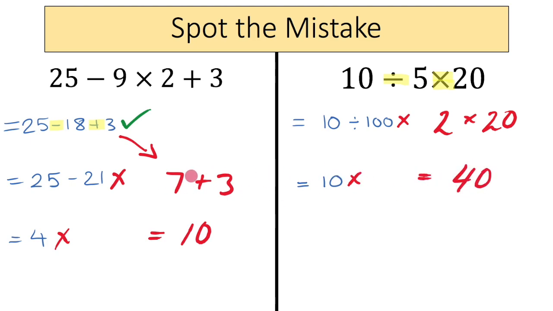So both of these erroneous workings are examples of people who have said, I'm going to do addition first before the subtraction, or I'm going to do multiplication first before the division. Neither of these people have followed the principle of working left to right when you have both addition and subtraction, or multiplication and division. So that's a very important point you should take note of.